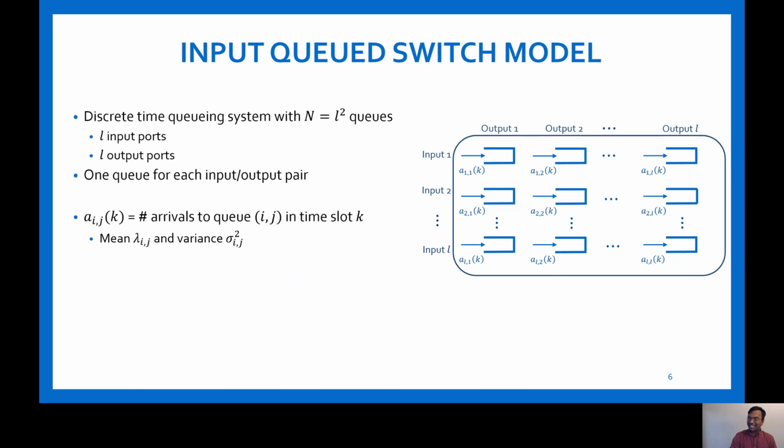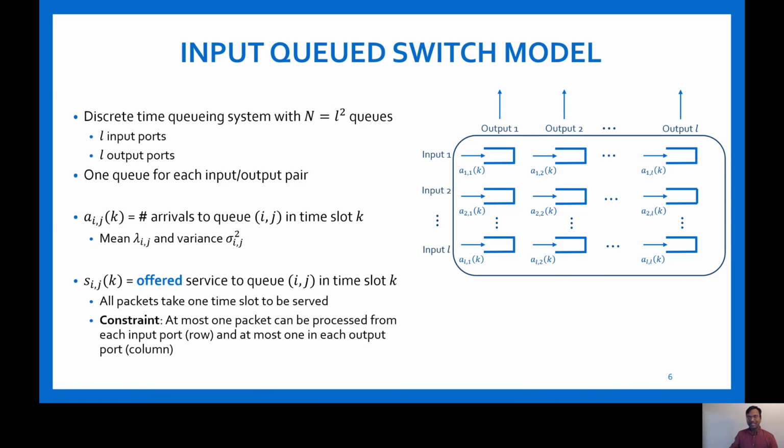And this arrival process is assumed to be IID across time, but across the queues we will not assume independence; we will allow dependence across the queues. And for each queue, the arrival process, this is a discrete time system. So in this whole talk, I'm talking about discrete time systems. So the number of arrivals in each time is IID, and that has mean lambda and variance sigma square. And there are also correlations which I'm not introducing here.